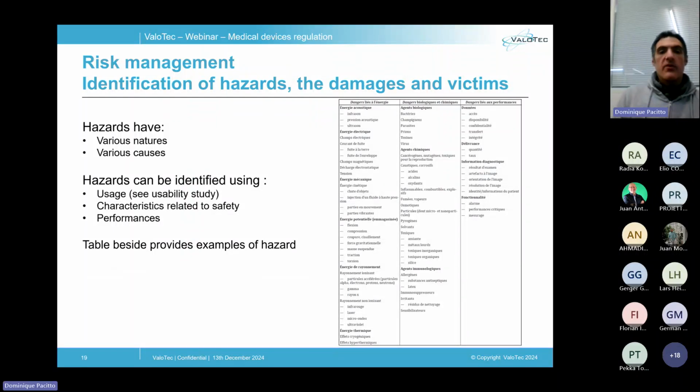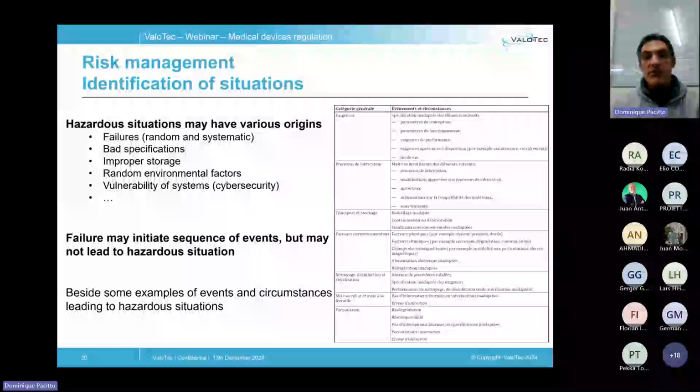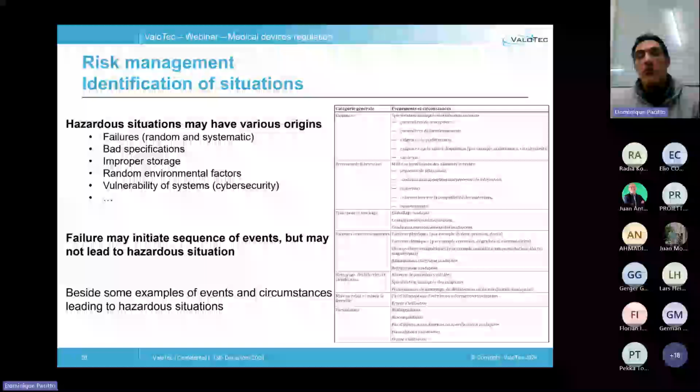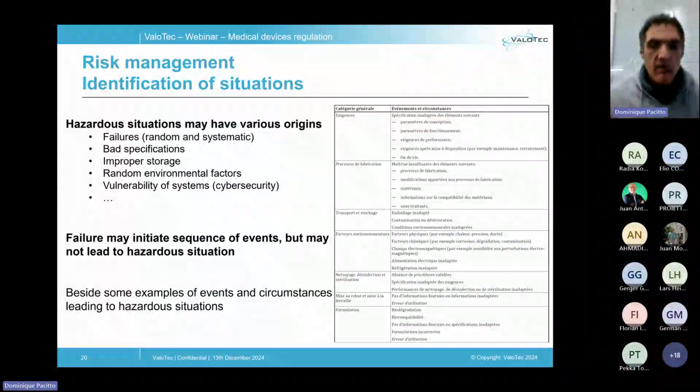Then comes the identification of the situations, including causes and sequence of events leading to hazardous situations. Once more, a hazardous situation depends on the context and has multiple origins. That's why it is advised to detail the sequence of events. We will see an example in the chapter related to usability. Please note that some failures or identified situations may not lead for sure to a hazardous situation, but whatever their criticality, all the situations should be recorded.